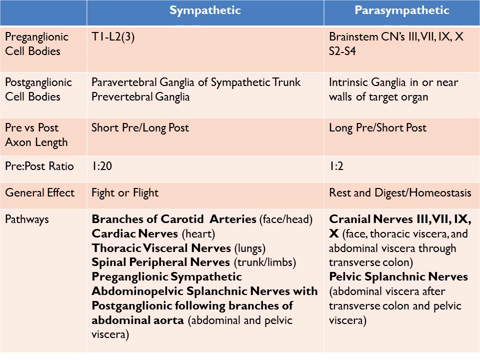Preganglionic sympathetic neurons will travel in the abdominal pelvic splanchnic nerve if going to the abdominal and pelvic viscera, with our postganglionic neurons following branches of the abdominal aorta.